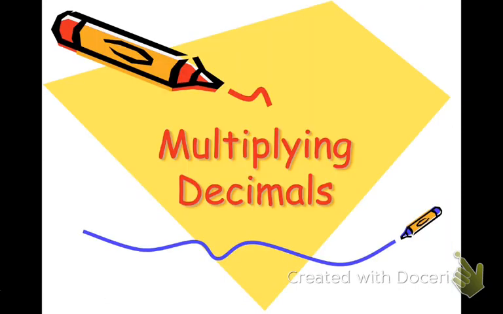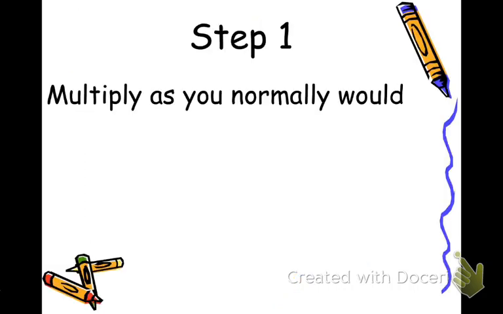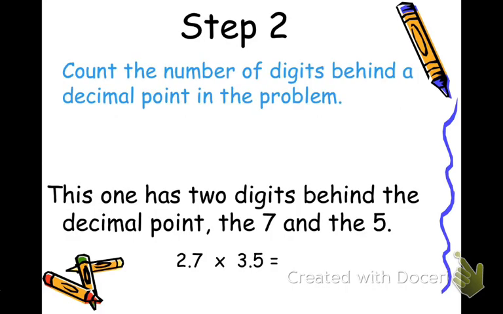So let's get started with multiplying. And again, be sure you are filling in your notes. Step number 1 is you are going to write your multiplication problem and multiply like normal. Notice it does not say anything about lining up the decimals. You just write the problem and multiply.